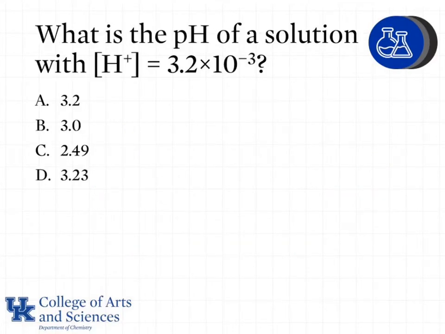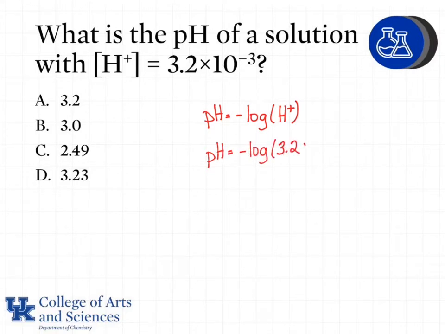What is the pH of a solution with H+ equal to 3.2 times 10 to the minus 3? pH equals the negative log of the H+ concentration. pH equals the negative log of 3.2 times 10 to the minus 3. And we get a pH equal to 2.49.